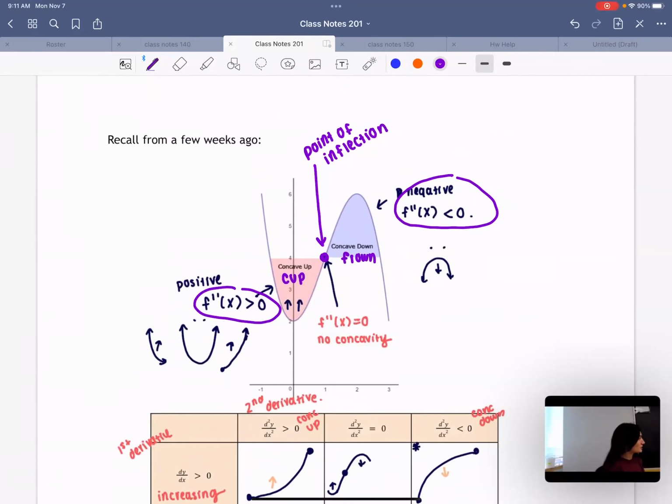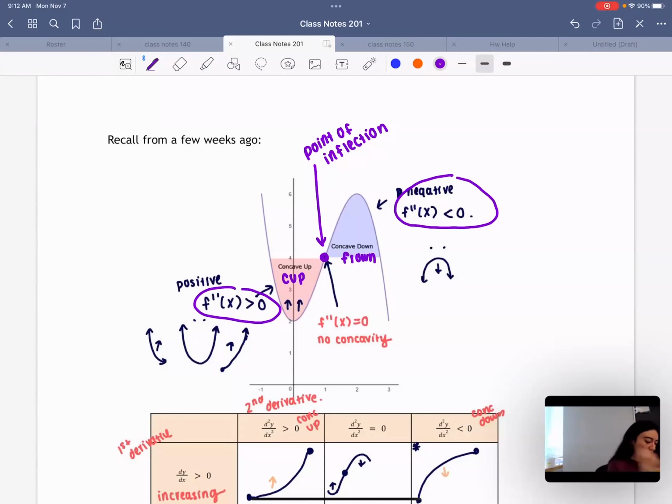Is there someone that can explain the difference between concave up versus concave down? So what's the difference between those two? Michael? Concave up is like it holds water, and concave down is not. Yeah, perfect. Concave up means it's shaped like a cup, right? Concave down means it's shaped like a frown, so the curve is pointing down.